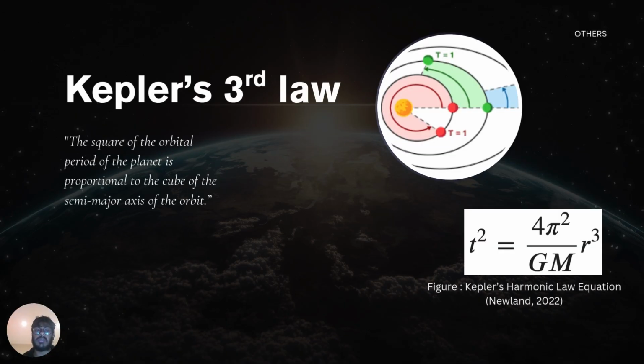Kepler's third law reveals a precise mathematical relationship, suggesting that the square of a planet's orbital period must be proportional to the cube of the semi-major axis of its orbit.